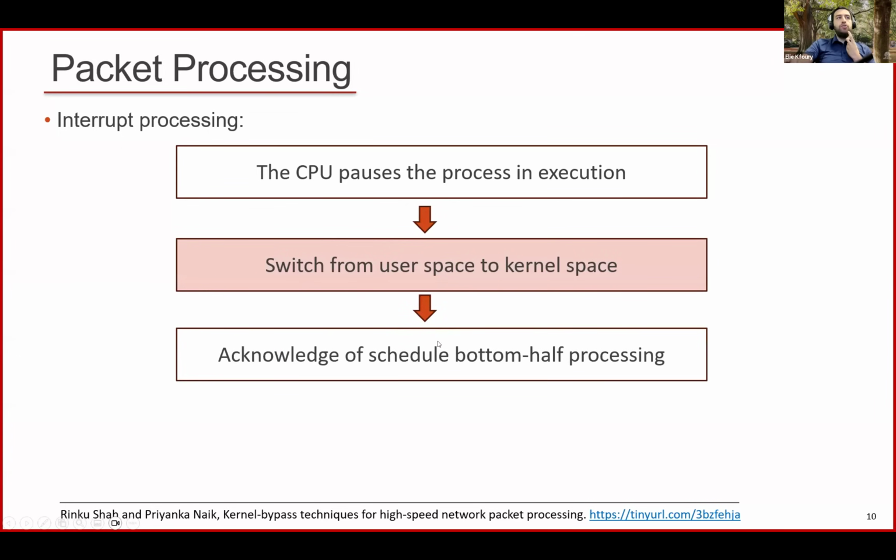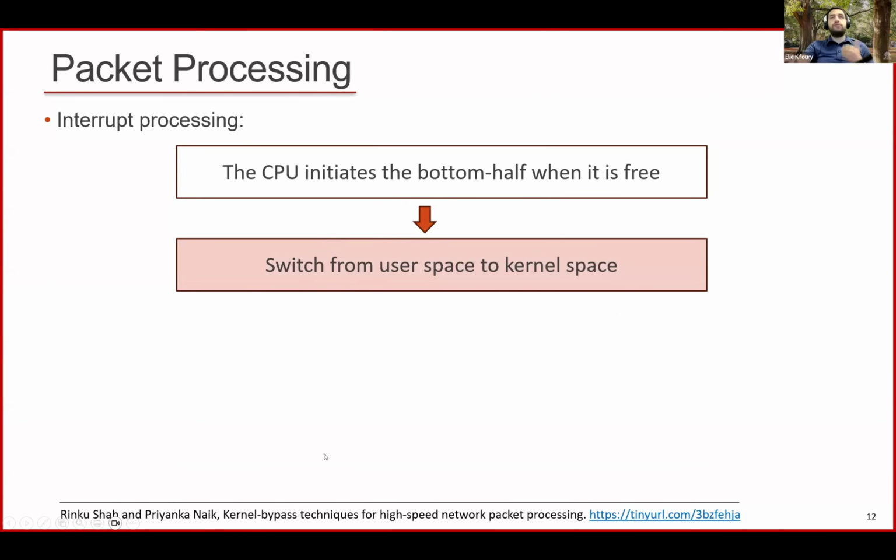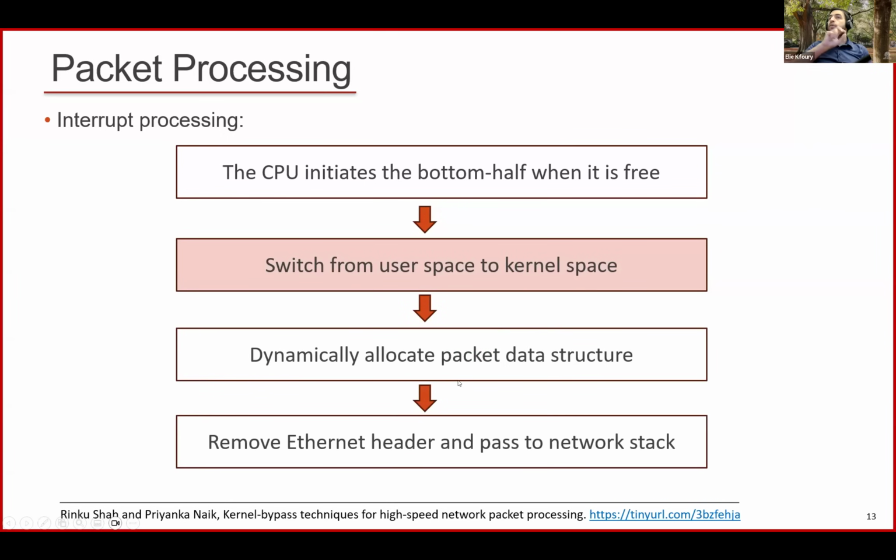After that, the CPU will acknowledge this interrupt and will schedule the bottom half processing. It will go back to the user space because the application in the user space always has more priority, so it will resume executing what was in the user space. Then when it's free, it will switch back to the kernel space from the user space. And from there, it would allocate a data structure for each of the packets. Okay. And after that, it will remove the Ethernet header and pass the packet to the next step, which is processing the IP header. Okay. And this step will be executed for all the packets in the buffer.